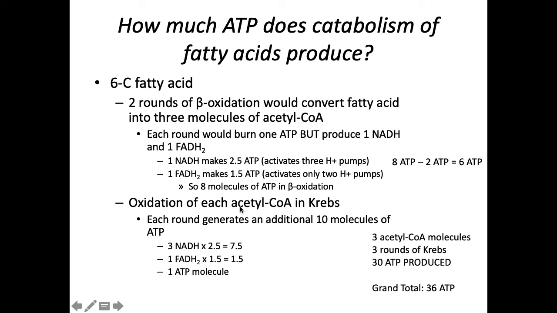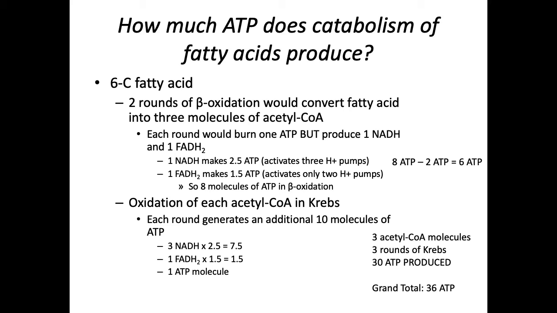And then we have the oxidation of each acetyl-CoA in Krebs. Wow. All right, here we go. So 3 NADH times 2.5 is 7.5. 1 FADH2 times 1.5 is 1.5. 1 ATP molecule. We add it all up. 3 acetyl-CoA molecules, 3 rounds of Krebs, 30 ATP produced. 6 plus 30, 36 ATP.